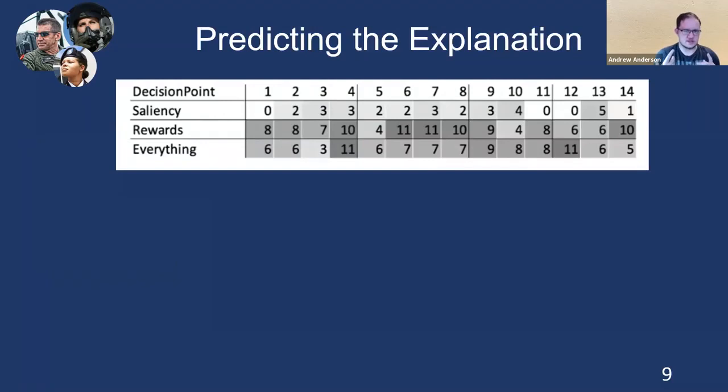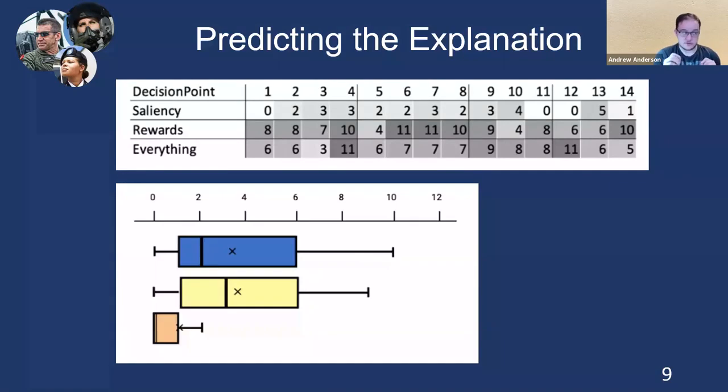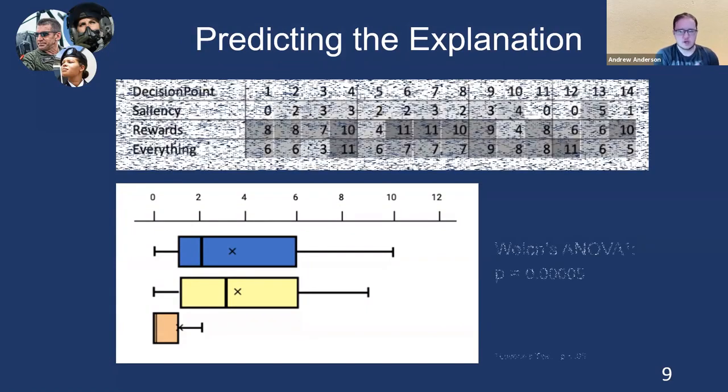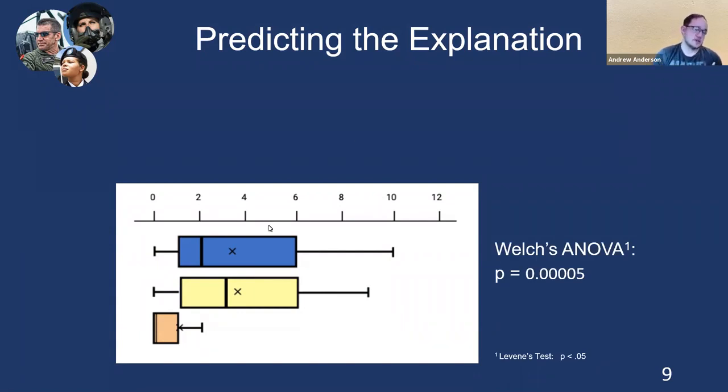So I want to focus on this last point first, predicting the explanation. This is the number of times that participants used this kind of prediction technique to try and understand what the agent would do. And all I want you to see from this is that the rewards and everything treatments are using it more often than the saliency participants. So this is the box plots of that same information. And what we actually see is that when we run Welch's ANOVA, the p-value is very, very small. So the saliency participants down here are actually using it significantly less than the rewards or the everything participants.